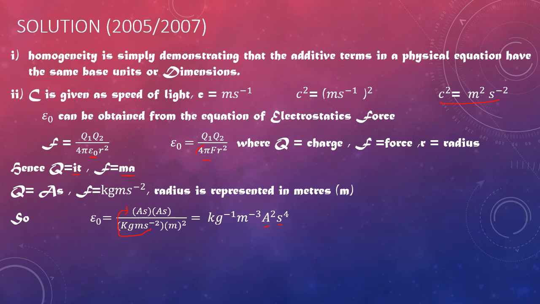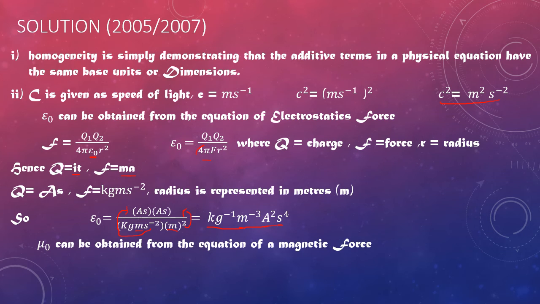Now, this meter down here and this meter down here are going to give me a meters cube. Now, if we bring it up, it's going to produce a negative 3. And this kilogram, same, moves up and produces us a negative 1. Hence, this is the dimension, the base unit, for epsilon naught. So as I said, don't panic.